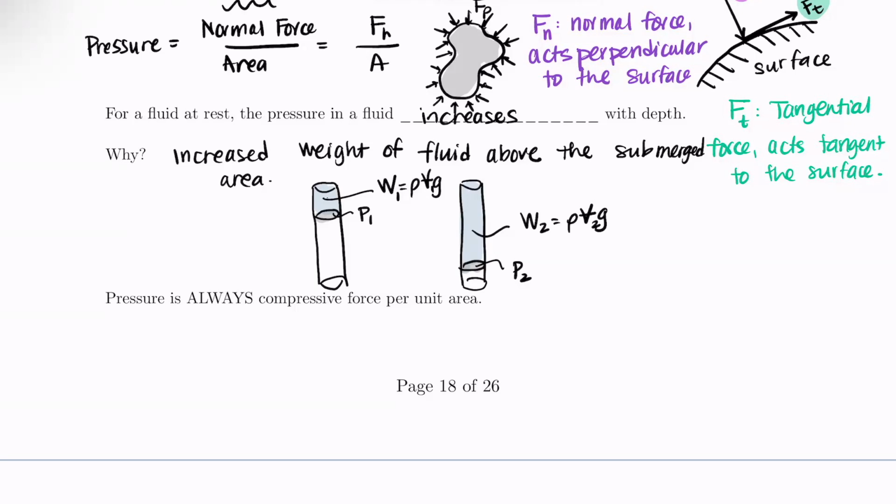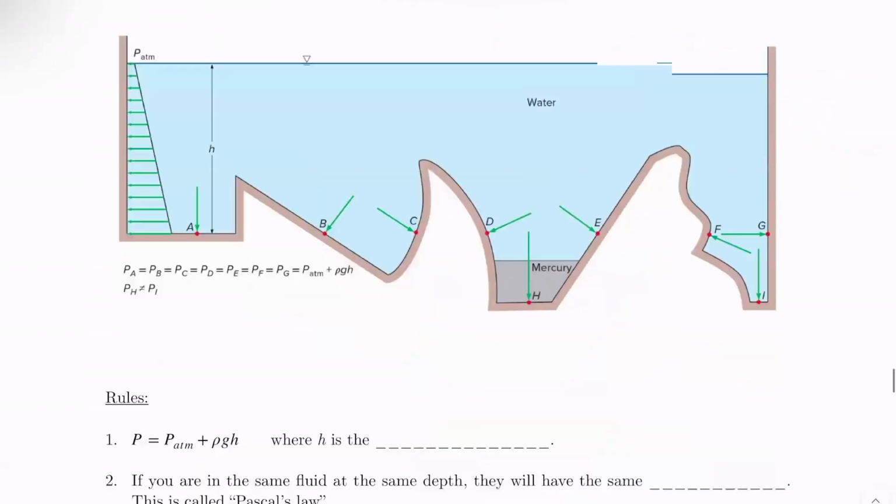Cool. The other thing that we need to make note of is that pressure is always compressive. All right. So anytime you have pressure, it's always acting onto the body. It's never pulling a body apart, right? Hopefully that's intuitive, but I just wanted to write it down so that we're all on the same page with that.